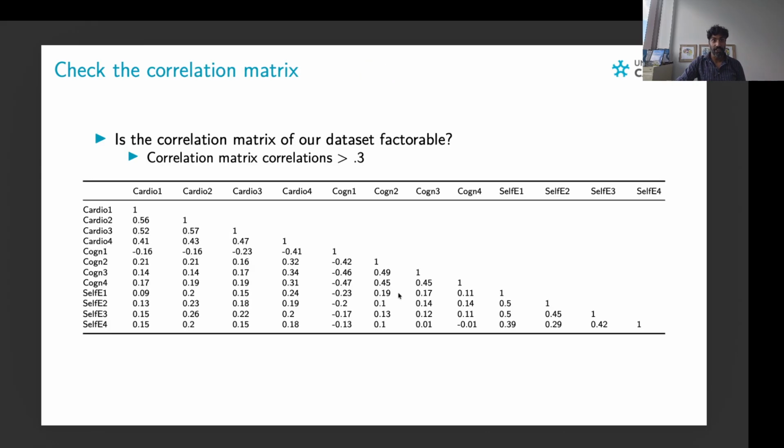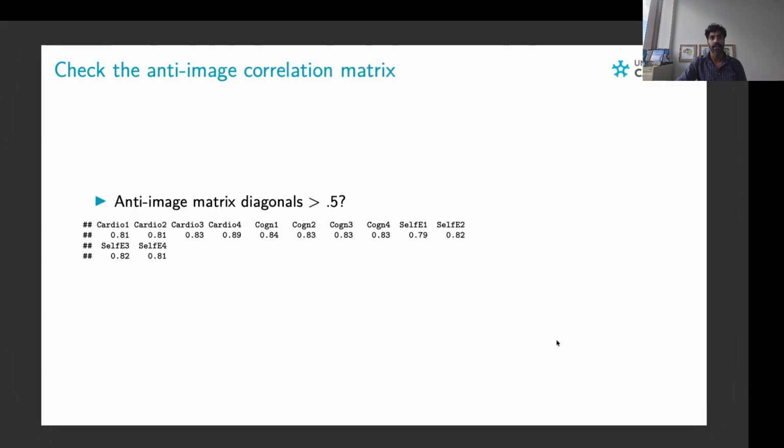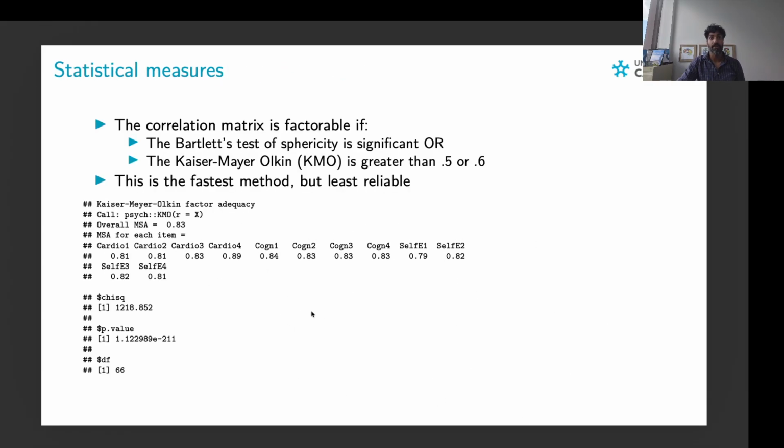So we have a correlation table, all greater than 0.3, which is good. We're having clusters of 0.3s here, so that indicates it's factorable. The anti-image correlation matrix indicates it's factorable because they're all greater than 0.5. And then we have 2 more tests. We have Bartlett's test of sphericity, whether it's significant. That's on the bottom here. It's a chi-square test here.